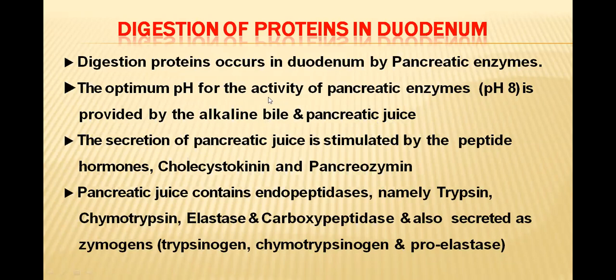Bile juice will be released by the liver, and pancreatic juice will come from the pancreas. Both these juices, bile juice and pancreatic juice, have carbonate and bicarbonate ions and salts in them. The presence of carbonate and bicarbonate ions gives an alkaline quality to these juices. So this alkalinity provides the pH of 8, which is required for the active functioning of these endopeptidases.